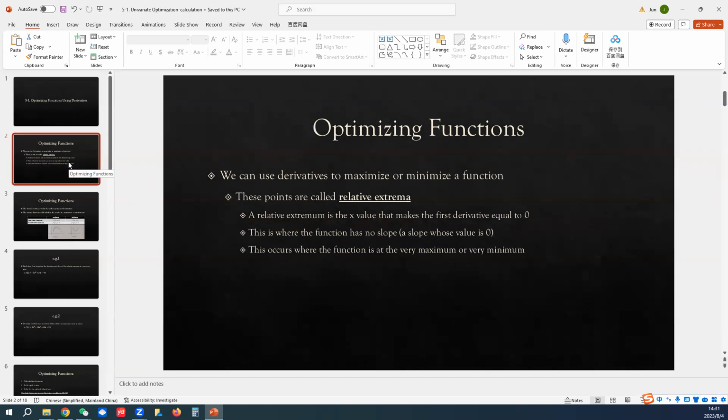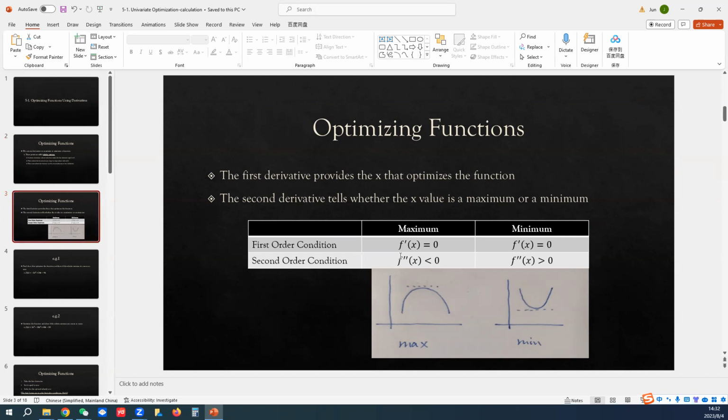A relative extremum is the x value that makes the first order derivative equal to 0. This is where the function has no slope, or has a horizontal tangent line at this point, okay? And this occurs where the function is at its very maximum or very minimum. Let's look at the following graph.